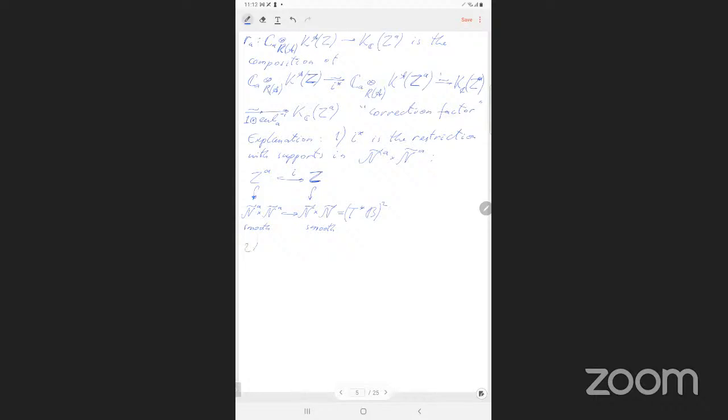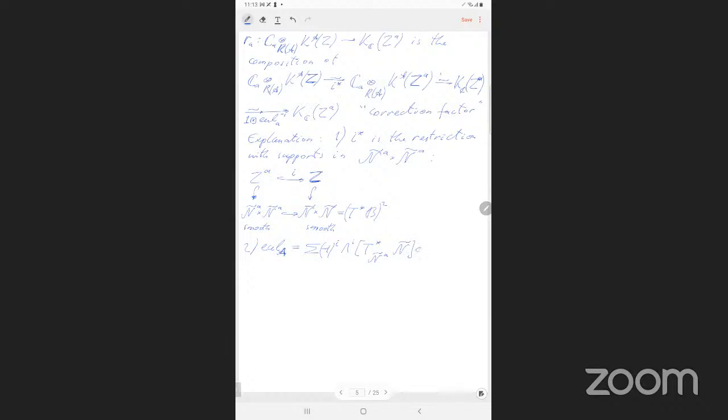Now let's define the Euler class. And first we define some auxiliary Euler class like this. And this is just the usual definition. So we take the sum with signs of the exterior powers of the conormal bundle to the fixed point set inside the cotangent bundle to flag variety.